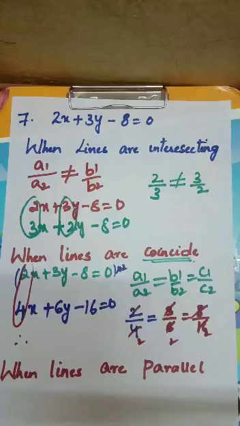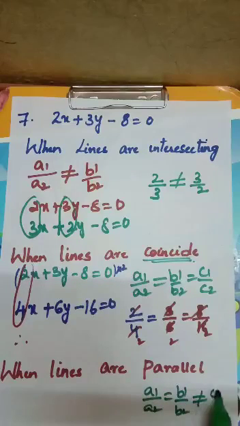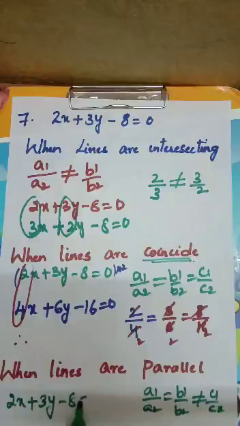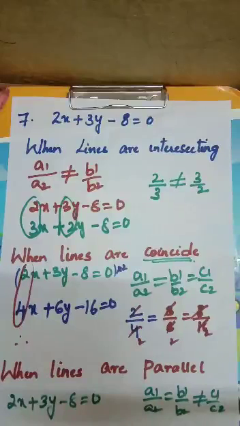Now come back to the parallel lines. What is our condition for the lines to be parallel? a1 by a2 is equal to b1 by b2 is not equal to c1 by c2. What is your given equation? 2x plus 3y minus 8. Now you are going to construct another equation in such a way that it satisfies this condition.